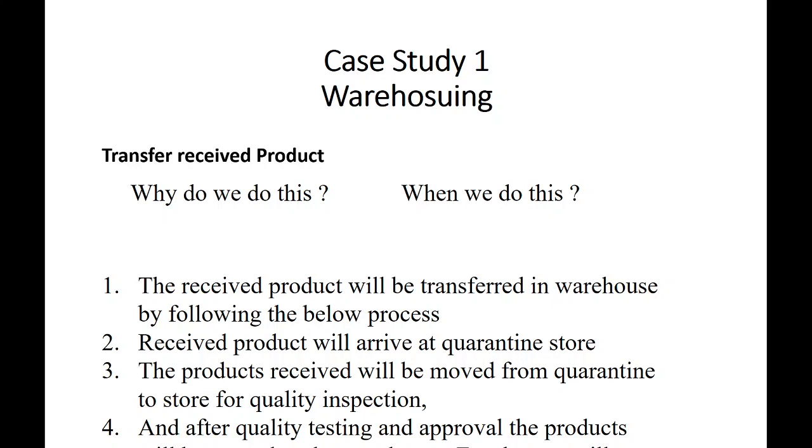the product within the warehouse, you will use a transfer order, according to which you will tell at what location of the warehouse the product will be transferred. So normally the product will be received at the quarantine store, and then moved from the quarantine store for quality inspection, and then after quality testing and approval the product will be moved to the warehouse, and we require the transfer order for this.